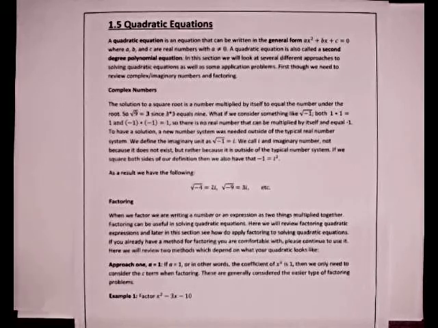If you already have a method for factoring that you're comfortable with and that you're good at, please continue to use it. But if you have forgotten or you think you're a little rusty, let's review a couple different methods. So let's look at approach 1, and this is for a equaling 1, or in other words, the coefficient of x squared is 1. These are generally considered the easier types of problems to factor because you only need to consider the c term, or the last term.